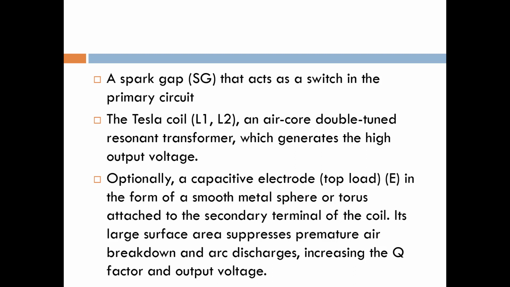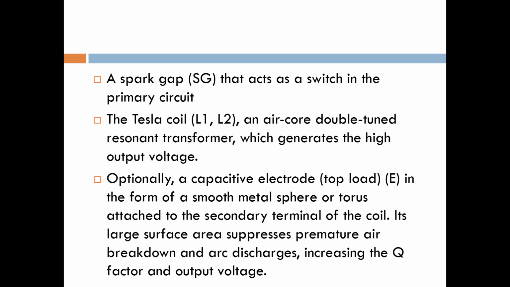Now what is my aim? Why am I going to study this chapter, high voltage engineering? Because my aim is to see how high voltage can be generated. Optionally, a capacitive electrode E in the form of a smooth metal sphere or torus is attached to the secondary terminal of the coil. Its large surface area suppresses premature air breakdown and arc discharges, increasing the quality factor and the output voltage.